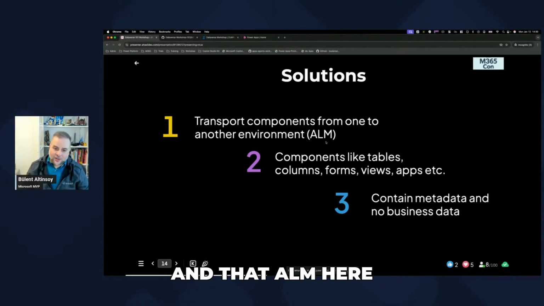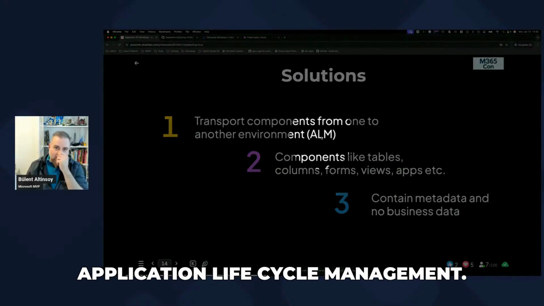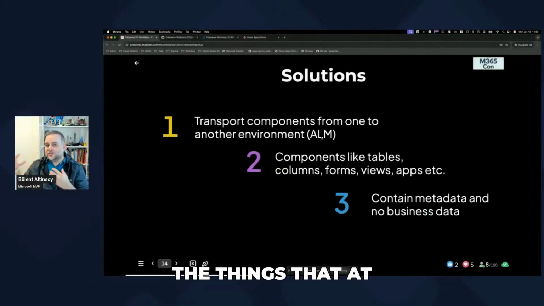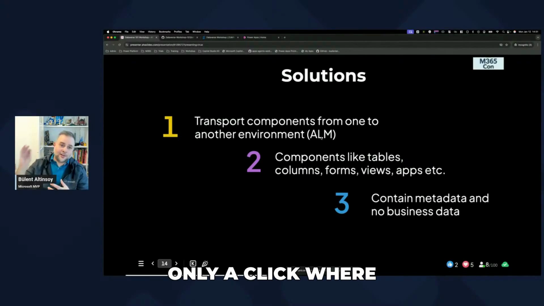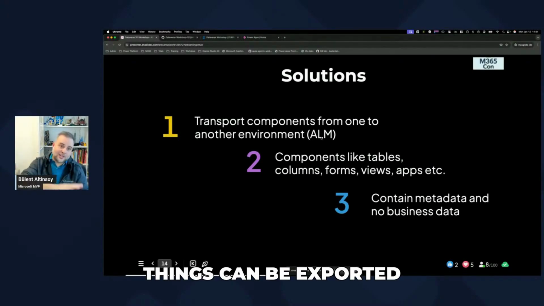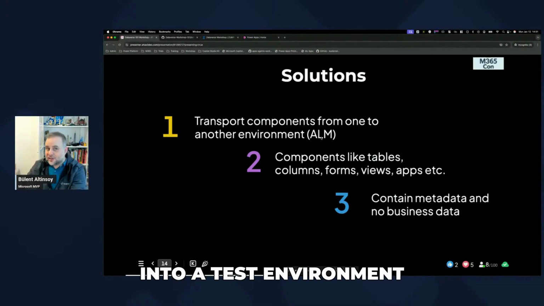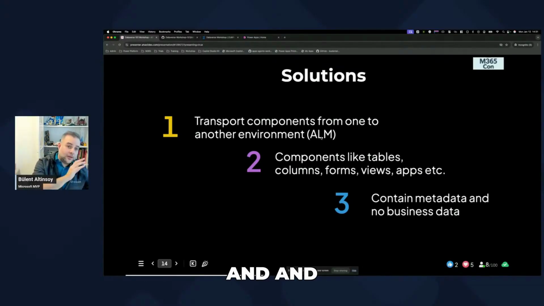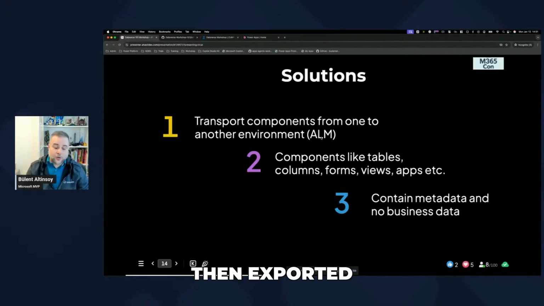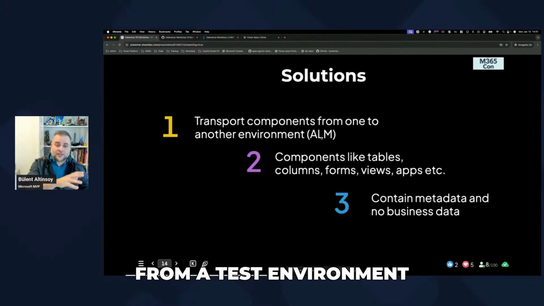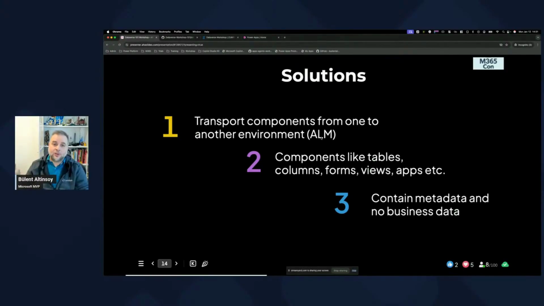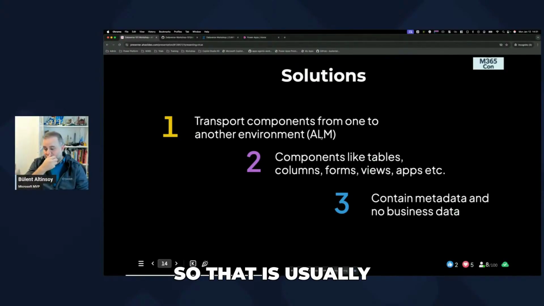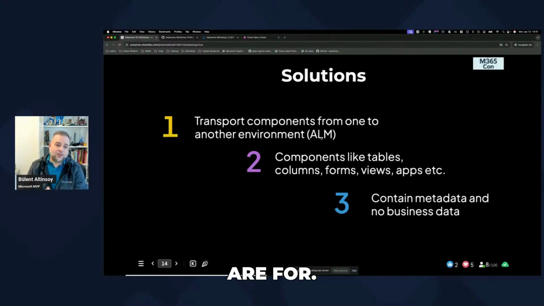And ALM here stands for Application Lifecycle Management. That means if you automate these things, at the end it's only a click, and everything is exported from a development environment into a test environment, or exported from a test environment to a production environment. So that is usually the cycle of how it goes at the end. In that case, that's what ALM and solutions are for.